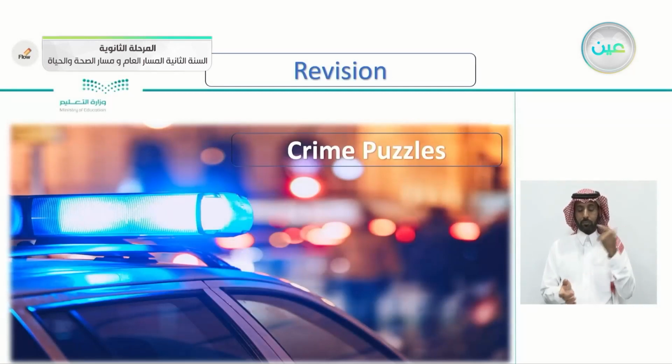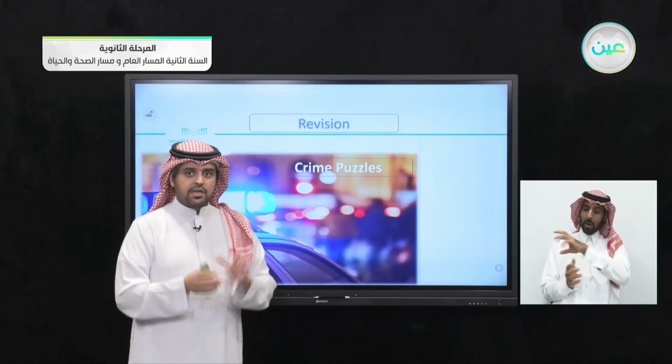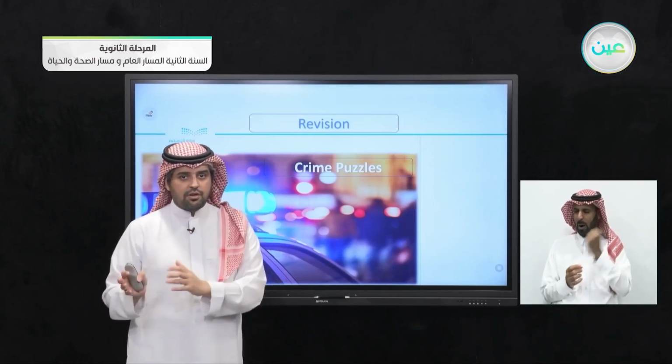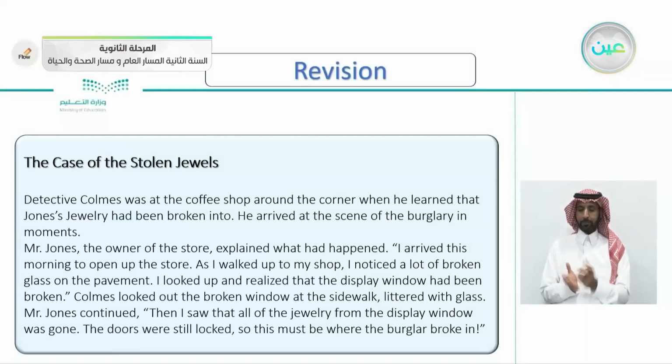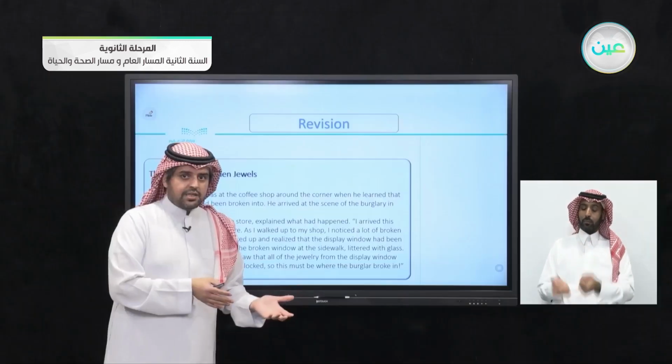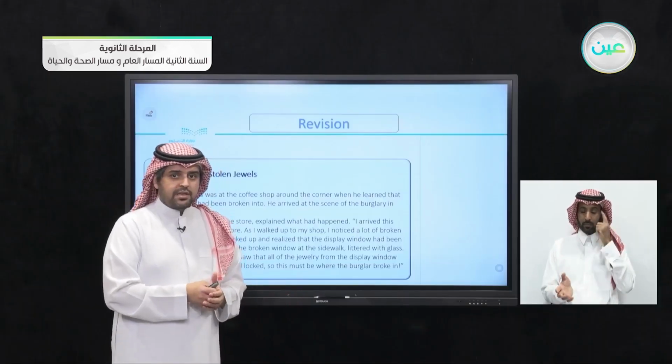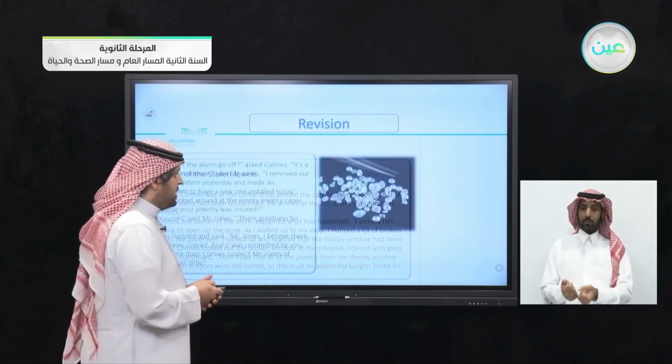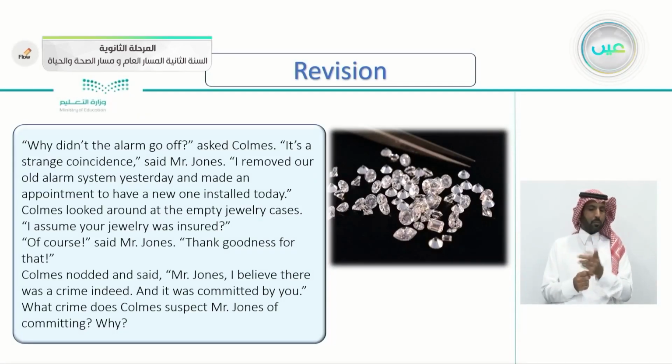We took the crime puzzles article. Of course, this whole unit is crime themed. The theme of this unit is about crime, criminals, law, etc. If you remember the first one, we took the case of the stolen jewels with Detective Combs. Once he saw the broken glass outside the shop, he knew that the owner of the shop was lying about the jewels being stolen.